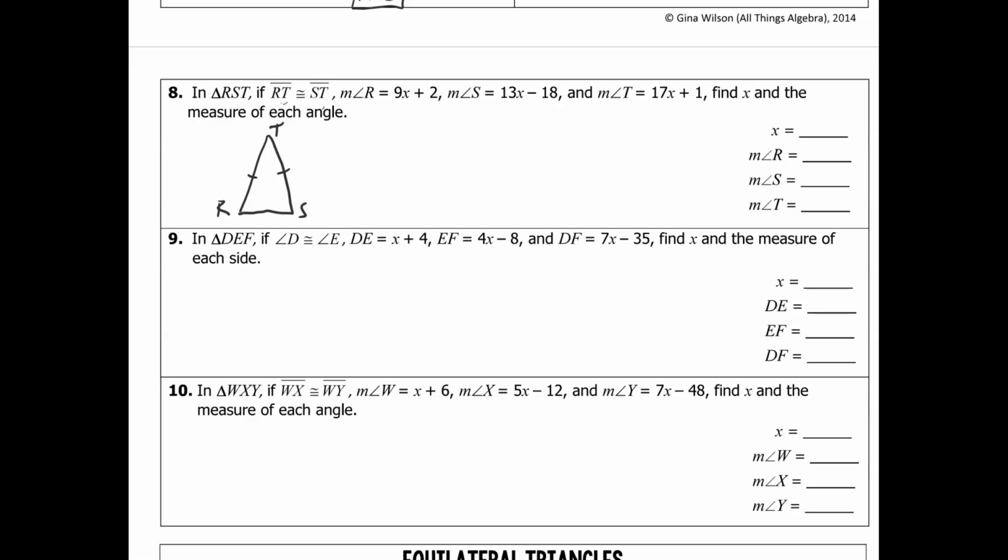All right, now let's see if we can label this. Angle R is 9x plus 2. So I'm just going to put a little arrow in here. That angle is 9x plus 2.